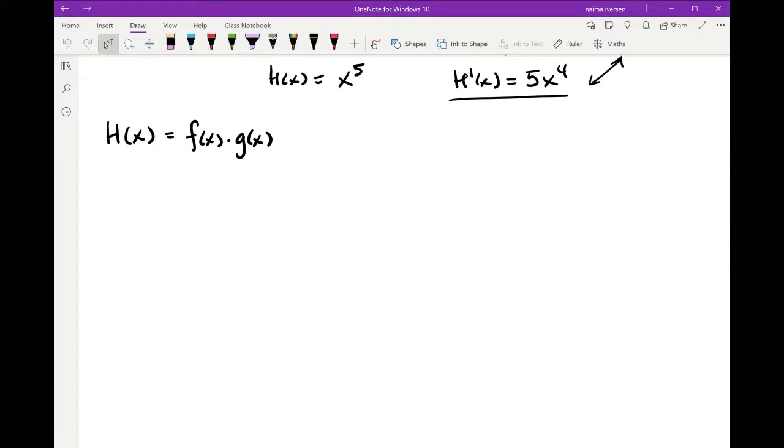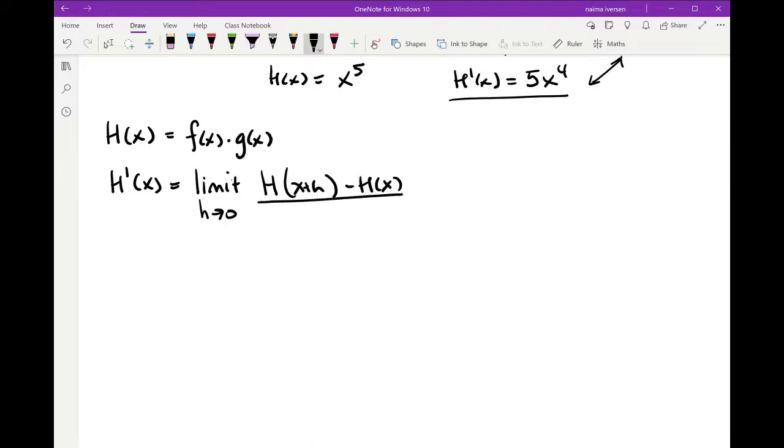And I'm going to be doing this by the definition of derivative. So for me to find h prime of x, it's going to be, by the definition of derivative, the limit as little h goes to 0 of big H of x plus h minus big H of x, all divided by little h. So think about the little work on the side that you do.